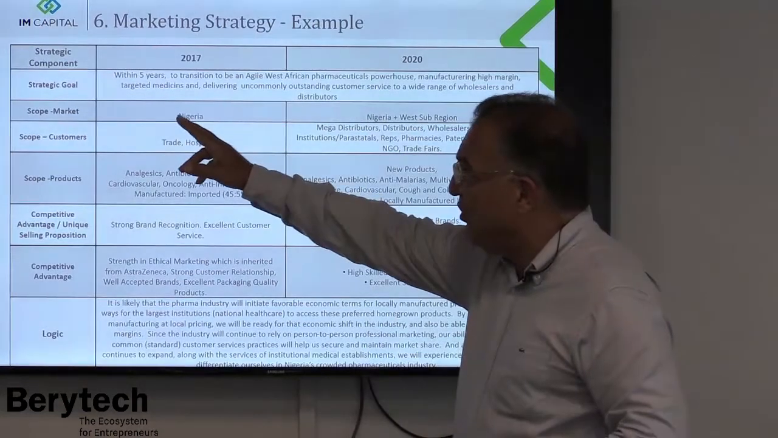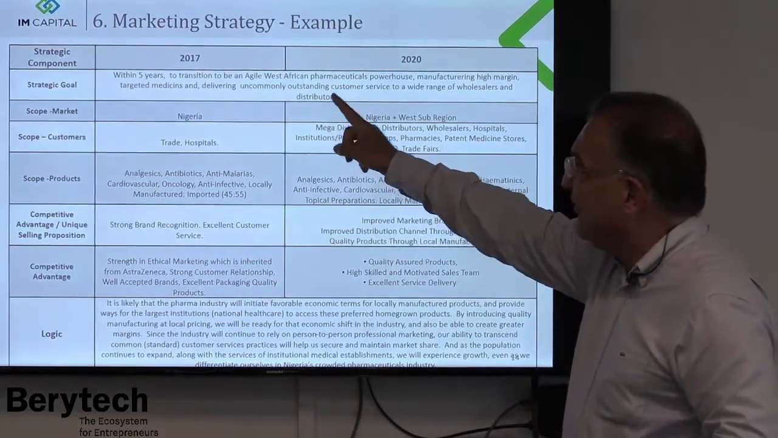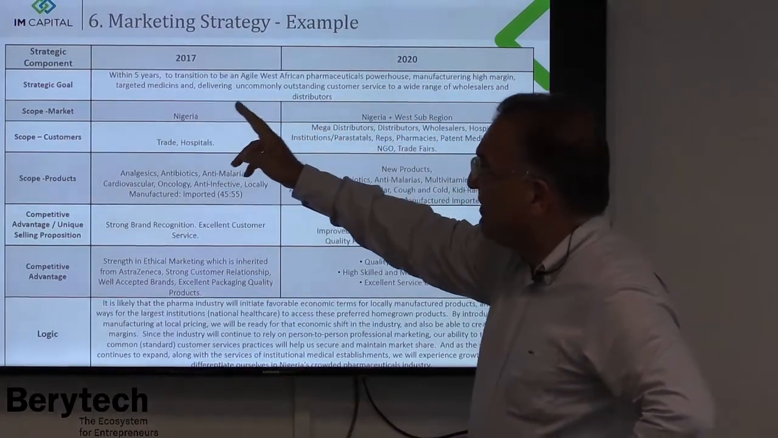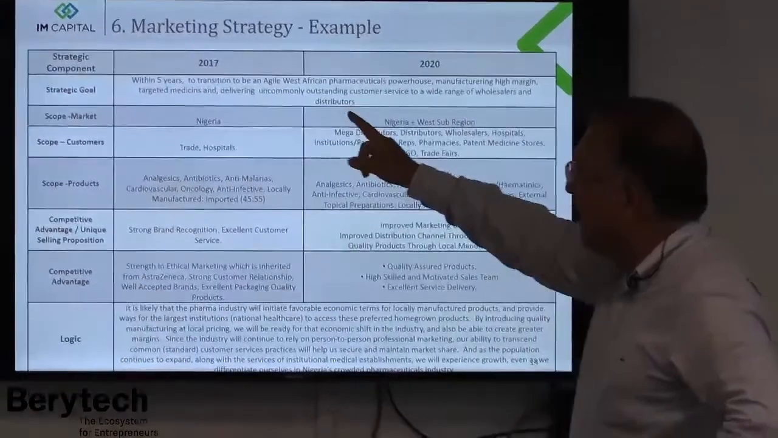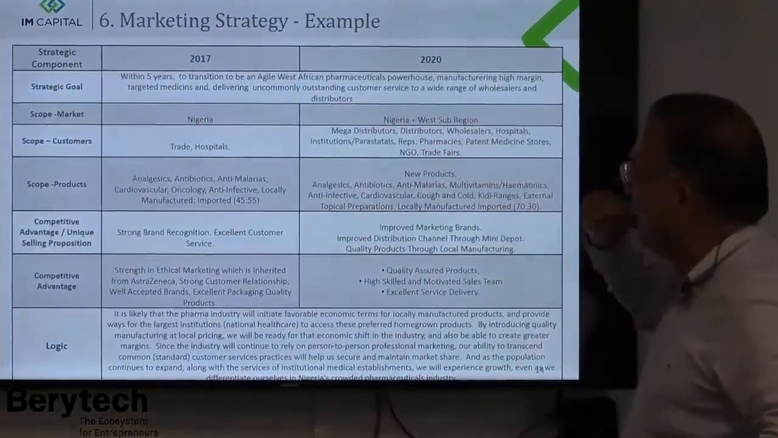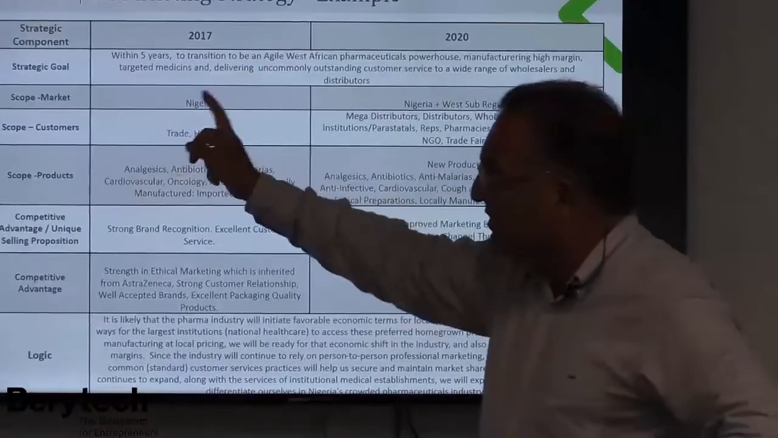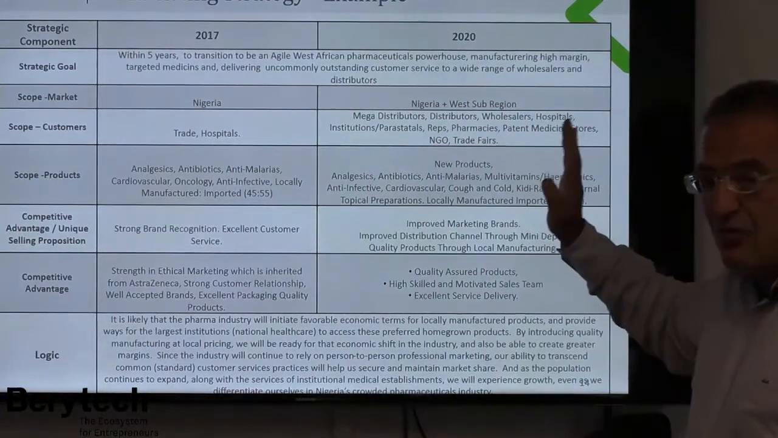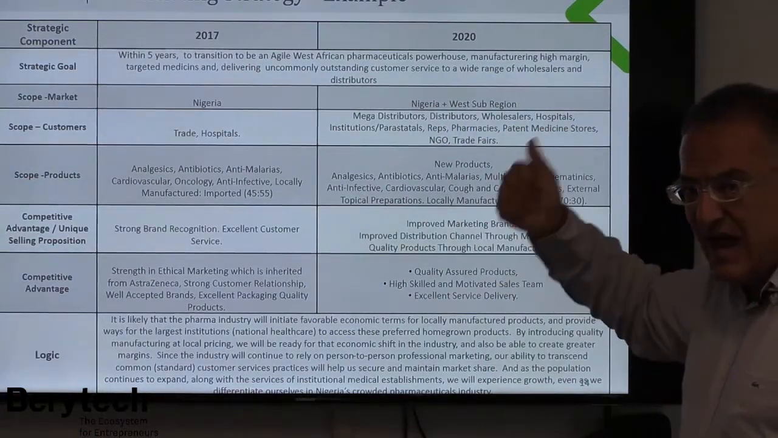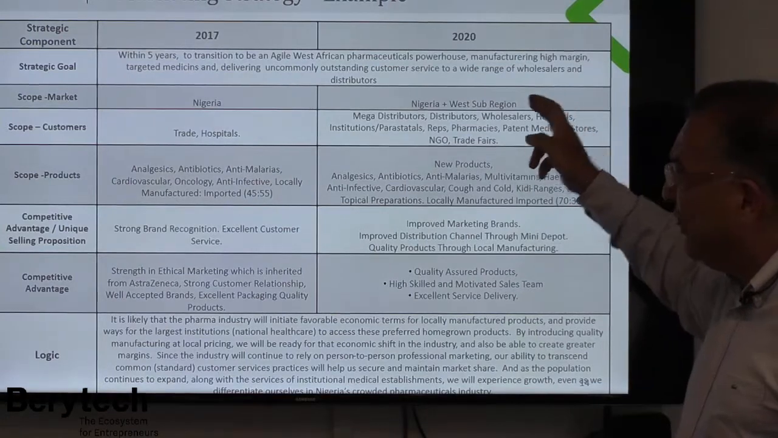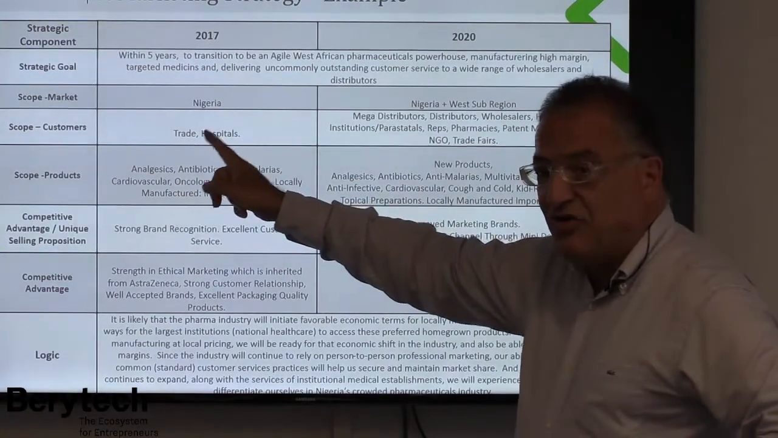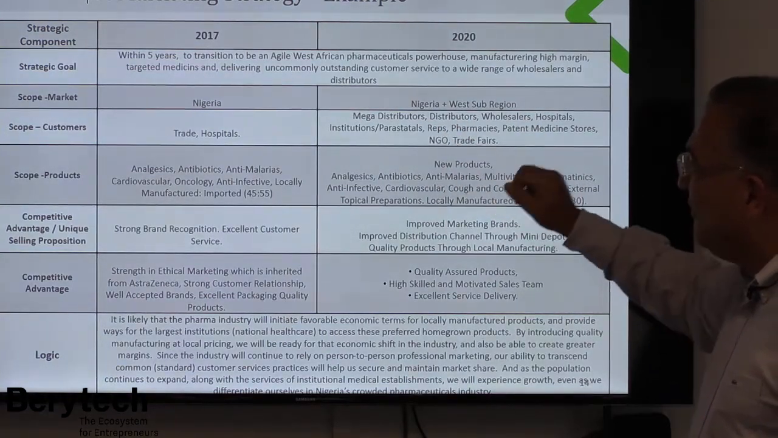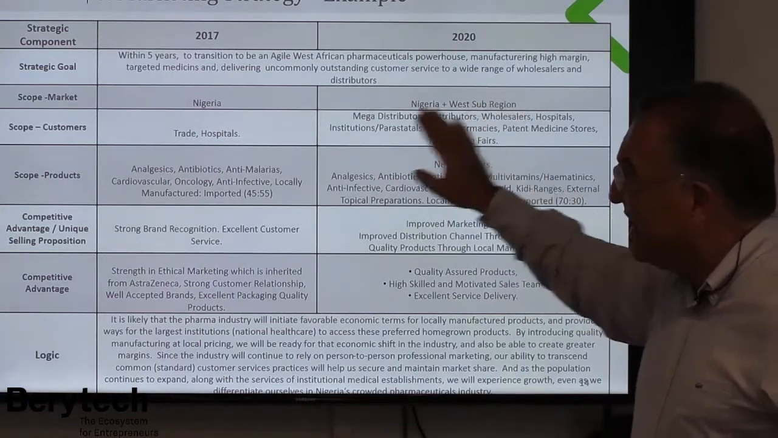They have a strategic goal within 5 years to transition to be an agile West African pharmaceutical powerhouse, manufacturing high margins, targeted medicine, there are some spelling mistakes, delivering uncommonly outstanding customer service to a wide range of wholesalers and distributors. So what is their market? Nigeria in 2017. What is going to be their market in 2020? Nigeria and the entire West Sub-Saharan Africa. So this is Ghana, Senegal, Ivory Coast. Who are their customers? Primarily distributors and hospitals. Mega distributors, distributors, wholesalers that they want to have, some NGOs, trade fairs, so they would list. This is the segment of the market.